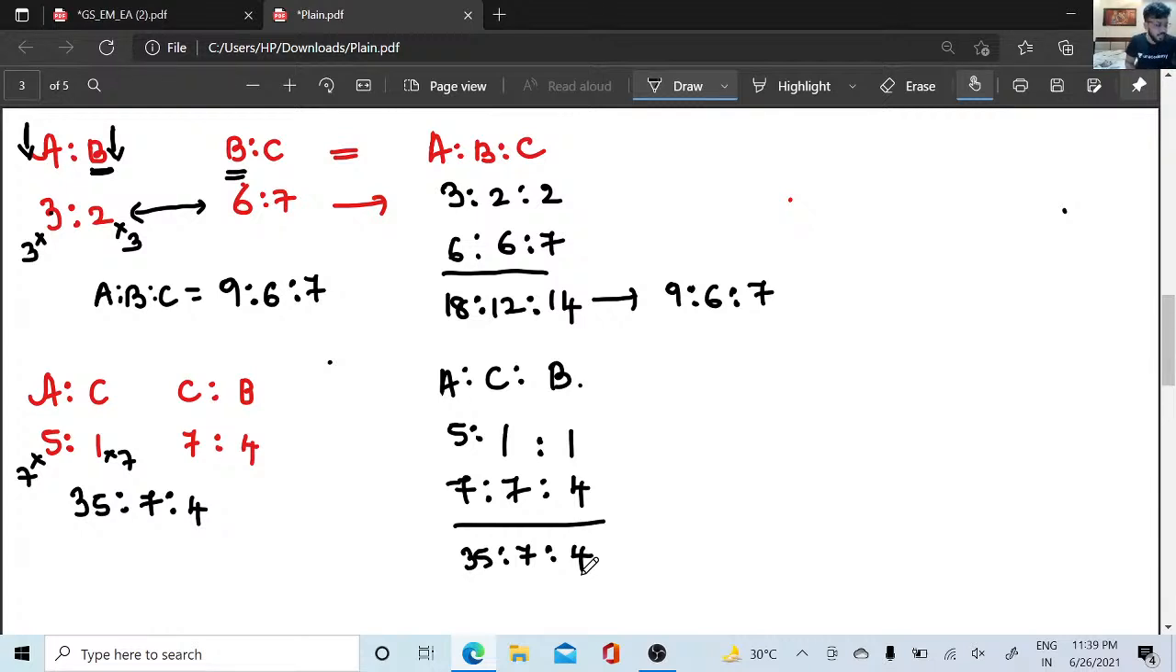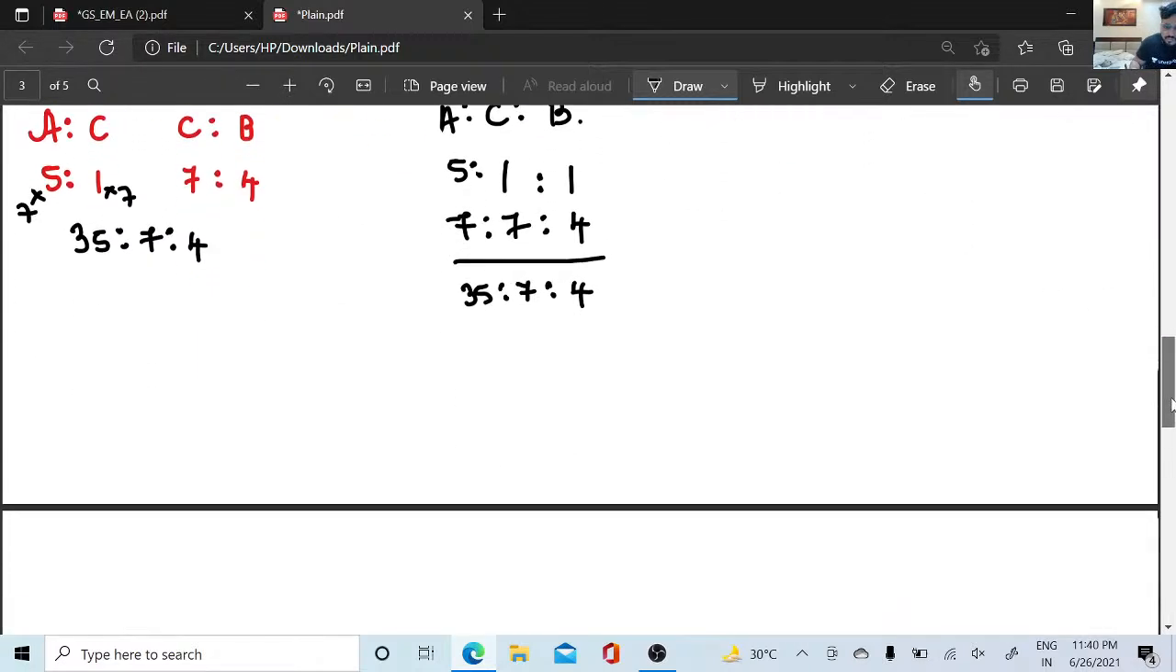This is one concept. They give you lots of things, right? The value of A is to B is 2 is to 1. The value of C is to B is 3 is to 4. How will you find out the value of this? Equate the common terms. In this concept, you are going to equate the common terms.